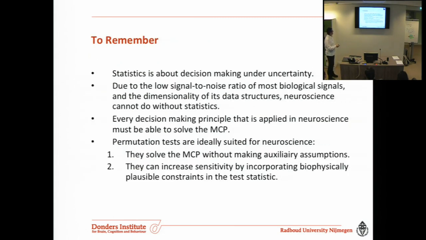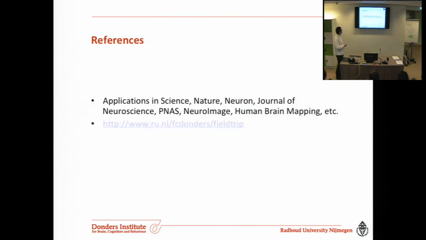What you should remember here is that statistics is about decision making under uncertainty, that we have to deal with a low SNR in most biological signals, and also with an extremely high dimensionality of the data structures. Therefore, we cannot do without statistics. Every statistical principle that you want to use in neuroscience must be able to solve the multiple comparison problem, because that's the chief difference between our use of statistics and the way people in agricultural science and behavioral cognitive science use statistics. I think permutation tests are ideally suited for this, because they solve the multiple comparison problem without having to make auxiliary assumptions, and they increase sensitivity by incorporating biophysically plausible constraints. That's it. Thank you.